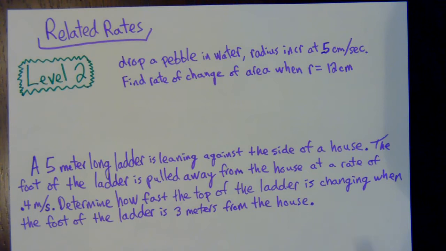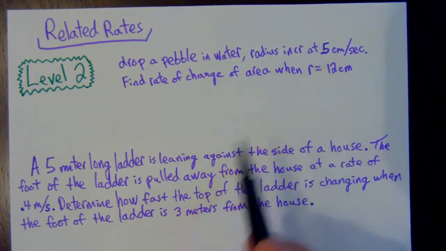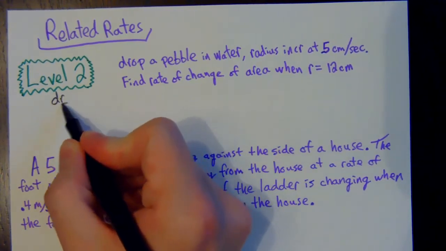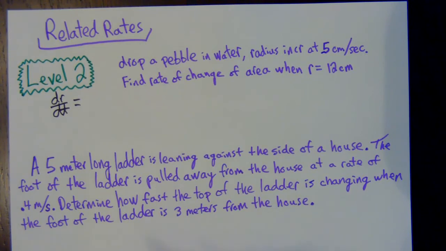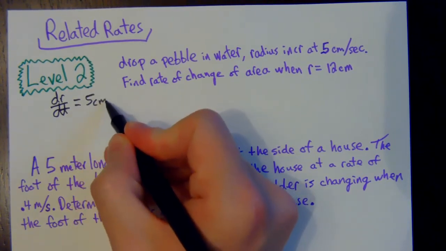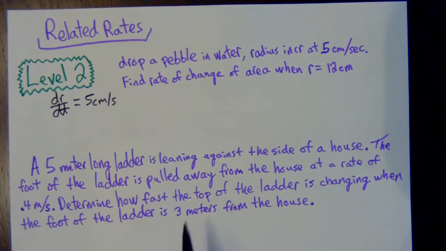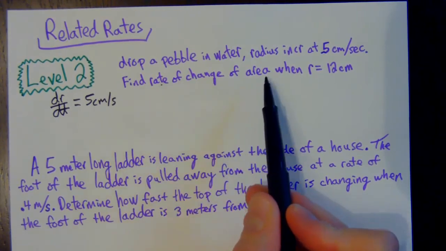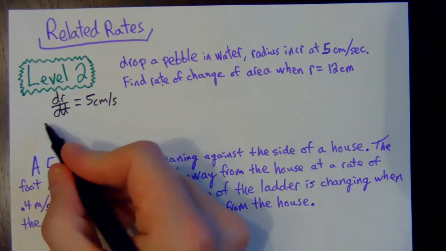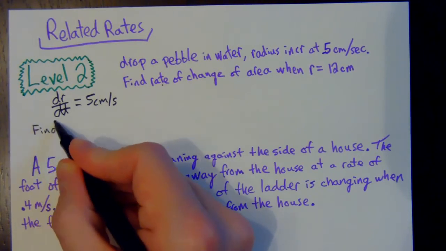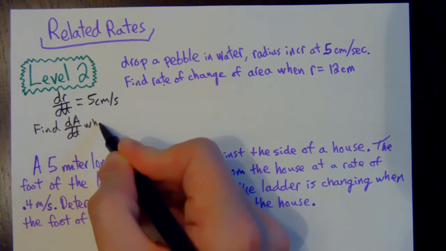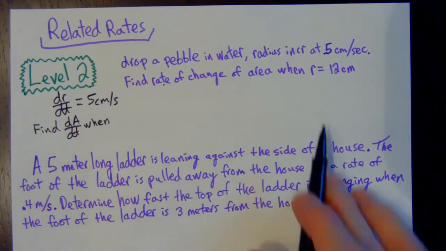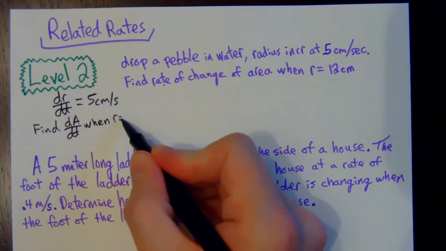So we're going to translate these words into symbols. When I say the radius is increasing at a rate of 5 centimeters per second, in symbols, what that means is dr/dt, how fast the radius is changing, is 5 centimeters per second. When it tells me to find the rate of change of the area, they're asking how fast the area is changing. We want to find dA/dt. When you typically have something like this, when r is equal to 12.